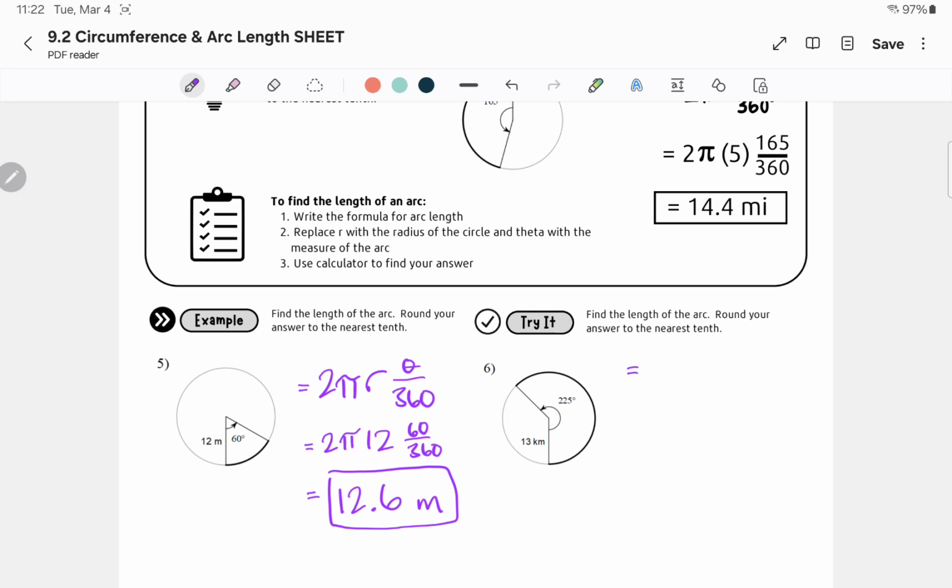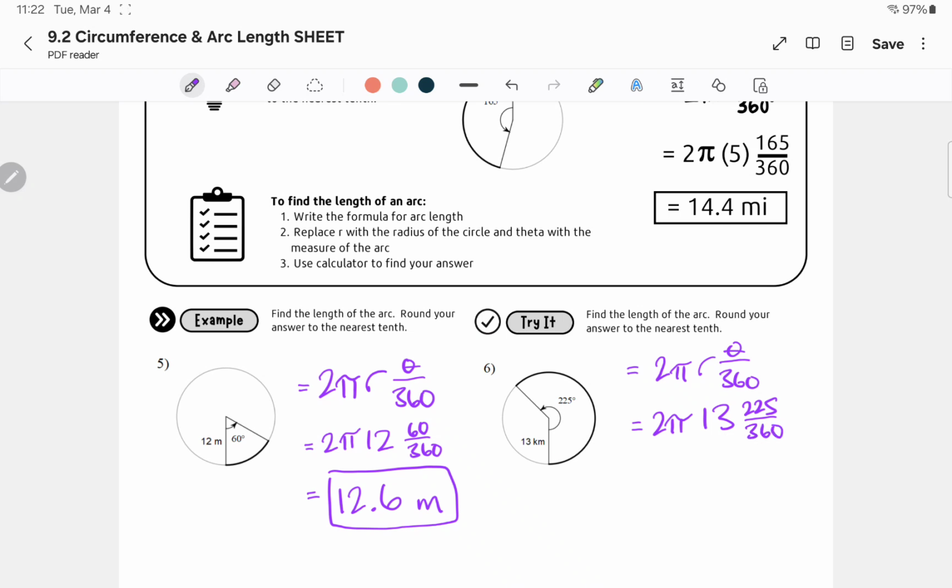All right, so hopefully we started with our formula, which is 2 pi r theta over 360. Always start with your formula. I always do that with all of these questions that we're going to have in this unit and a unit coming up. Always start with the formula, okay? So now let's fill it in. 2 does not change. Pi does not change. Our radius in this case is 13 kilometers. And our theta, our angle this time, is 225.